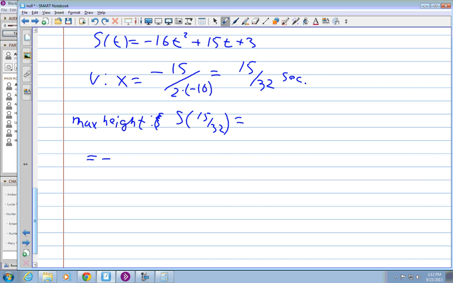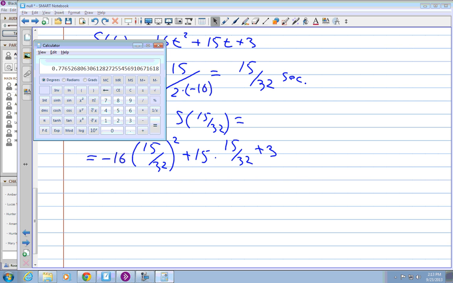So that equals negative 16 times (15/32) squared plus 15 times 15/32 plus 3. Whatever that is, it's a number. I can plug it in my calculator, right? Or I can work it through. I'll just plug it in my calculator.